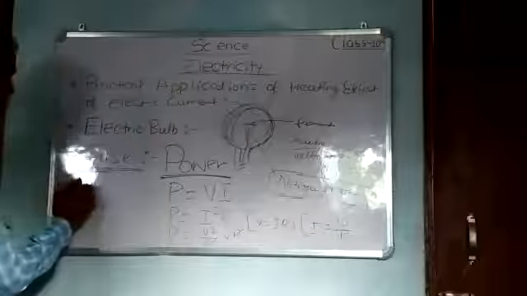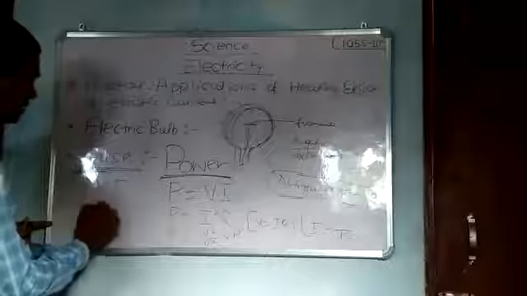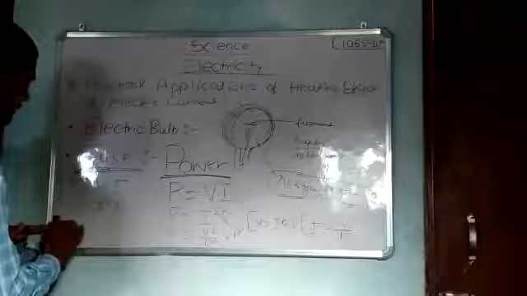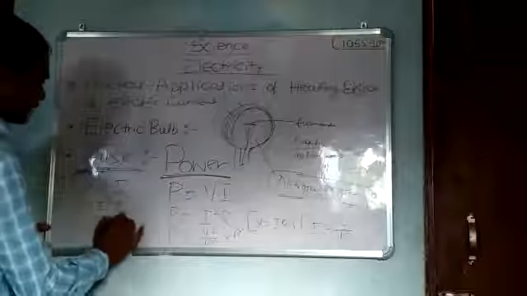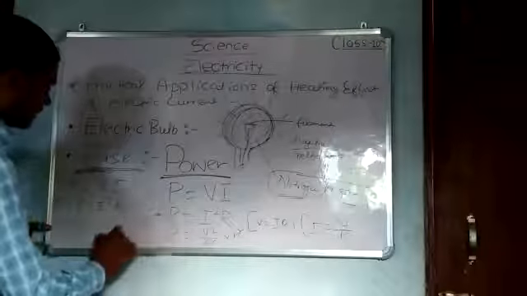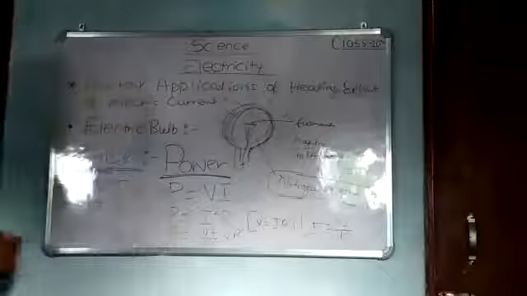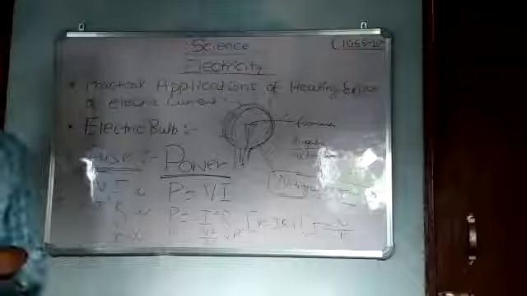First relation, P is equal to V into I. Second relation, P is equal to I square R. And third relation, P is equal to V square upon R. So these are the three relations by which we get the value of power. We have to remember it.